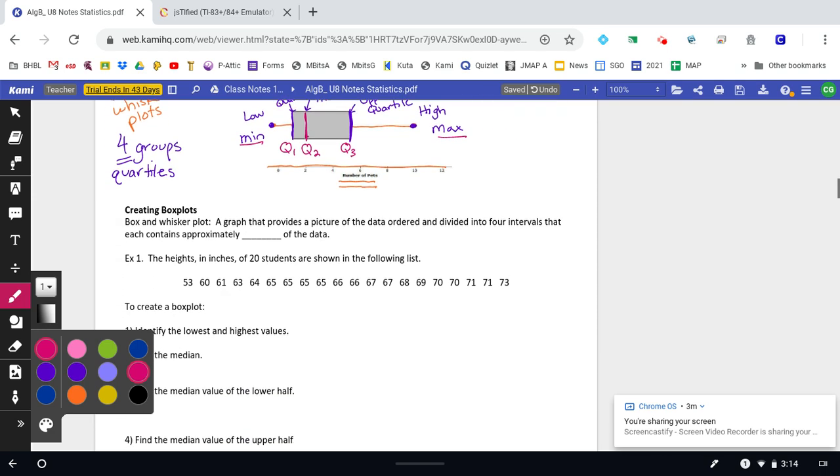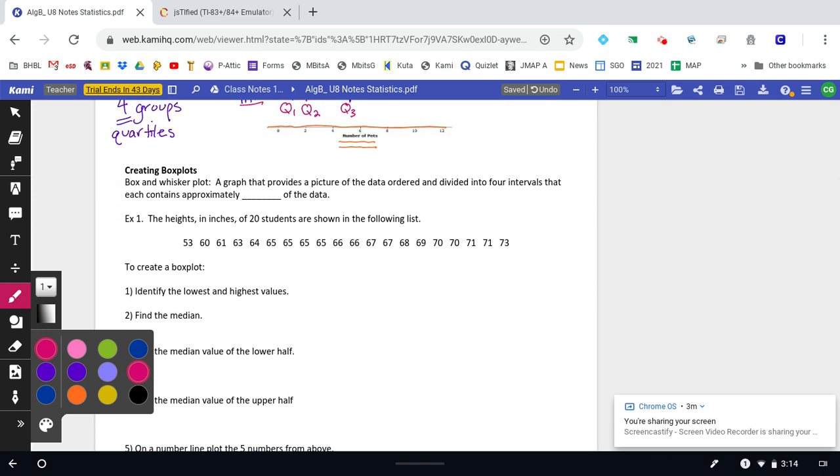These 5 numbers together are what we're going to use to make a box plot. The first thing we're going to do is provide this picture of our data in our 4 intervals. If it's in 4 groups, each is going to give 25% of the data.